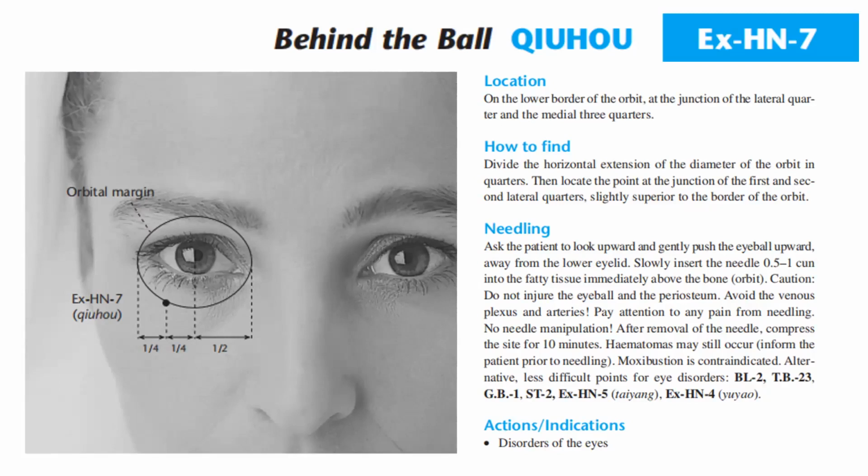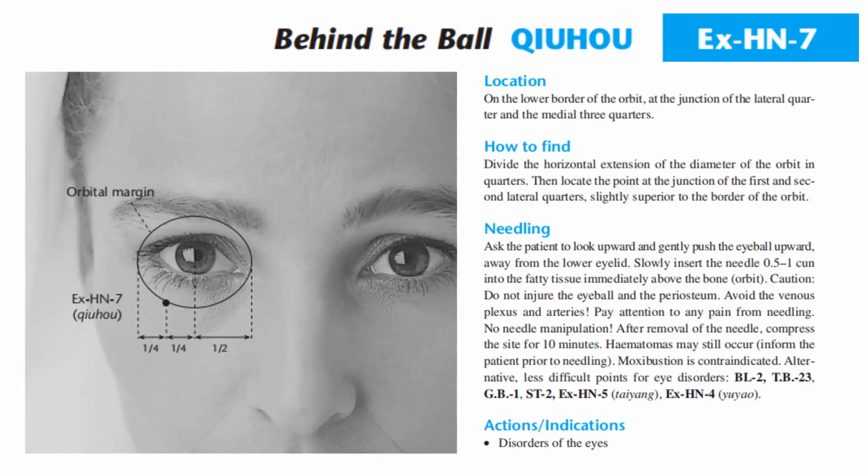Needling: ask the patient to look upward and gently push the eyeball upward, away from the lower eyelid. Slowly insert the needle 0.5 to 1 cun into the fatty tissue immediately above the bone of the orbit. Caution: do not injure the eyeball and the periosteum. Avoid the venous plexus and arteries. Pay attention to any pain from needling. No needle manipulation. After removal of the needle, compress the site for 10 minutes. Hematomas may still occur. Inform the patient prior to needling.